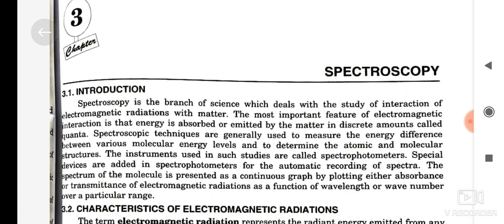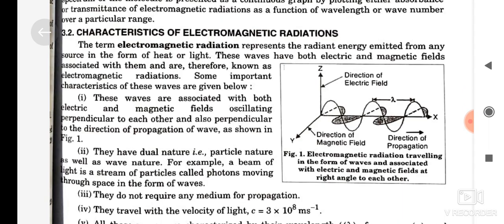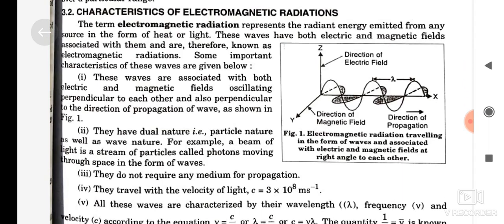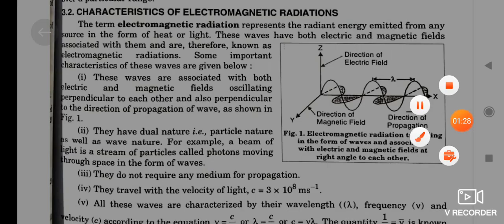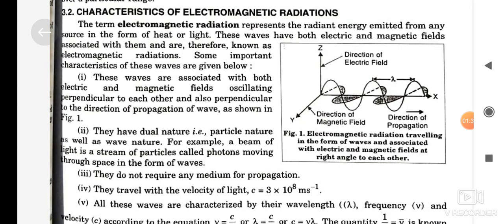Characteristics of electromagnetic radiation. The term electromagnetic radiation represents the radiant energy emitted from any source in the form of heat or light. These waves have both electric and magnetic fields associated with them and are therefore known as electromagnetic radiation. Some important characteristics of the waves are given below. First, these waves are associated with both electric and magnetic fields oscillating perpendicular to each other and also perpendicular to the direction of propagation of the wave, as shown in figure 1.